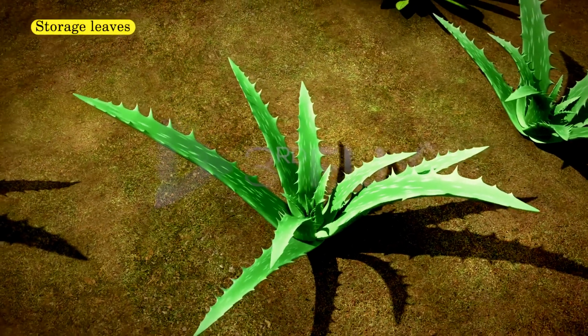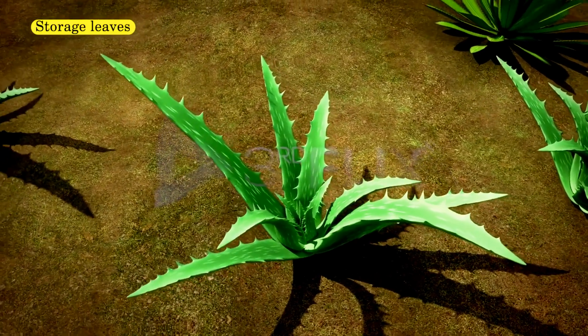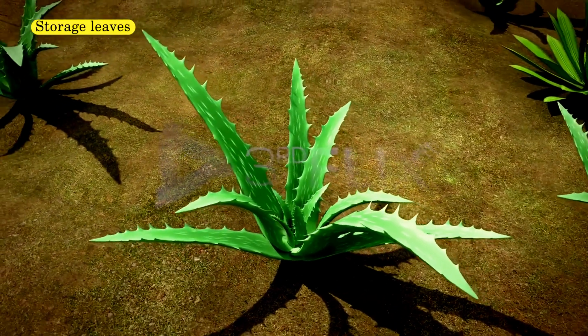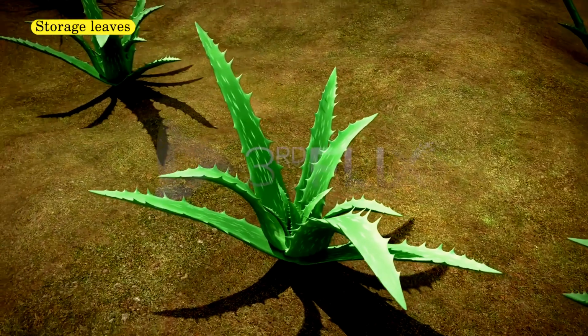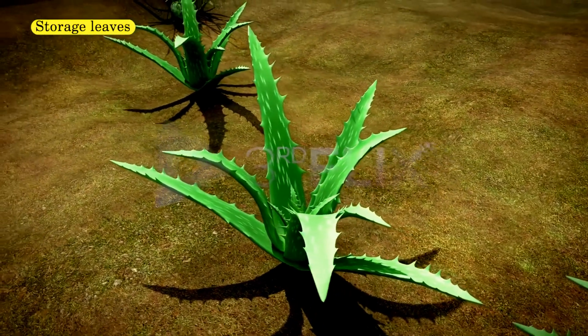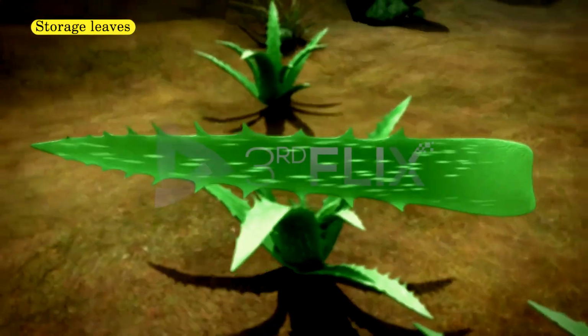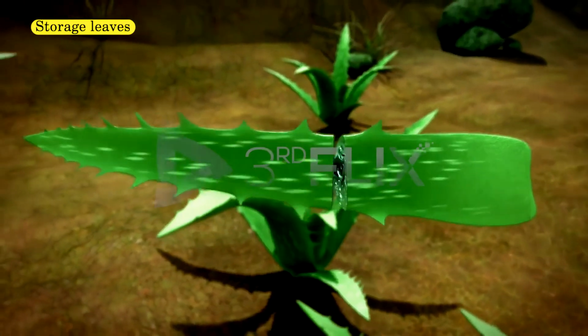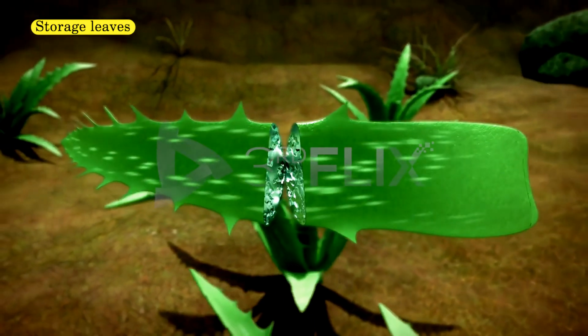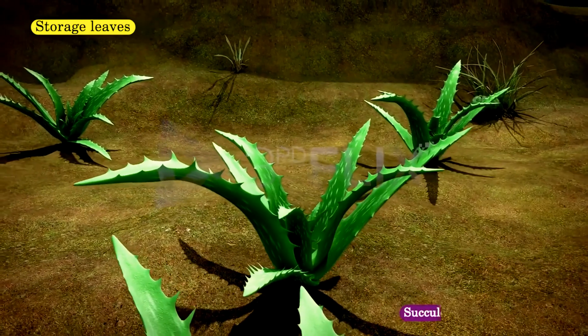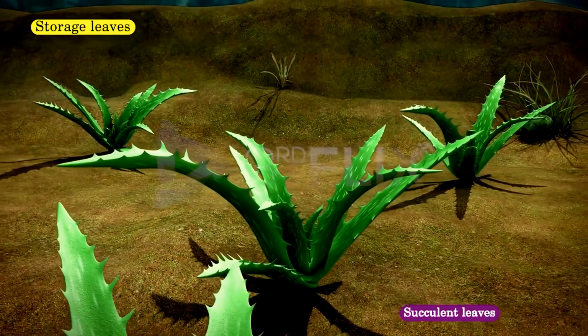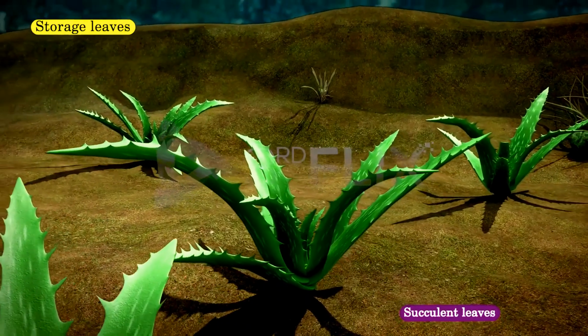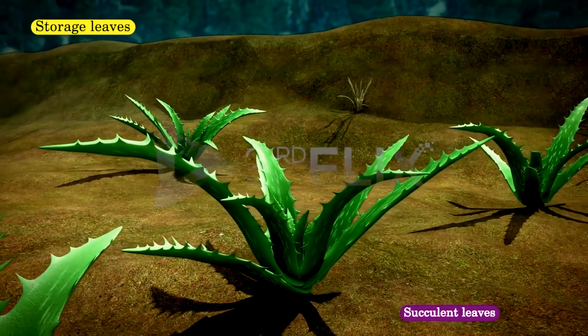Storage leaves. The storage leaves are fleshy or swollen. The storage leaves can store water or food materials. In leaves of some plants, water is stored in the form of mucilage. Such leaves are called succulent leaves. Succulent leaves occur in plants growing in xerophytic habitat.